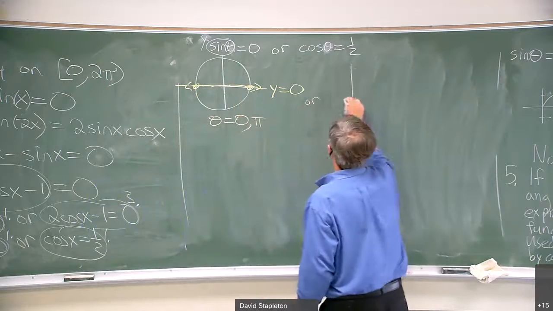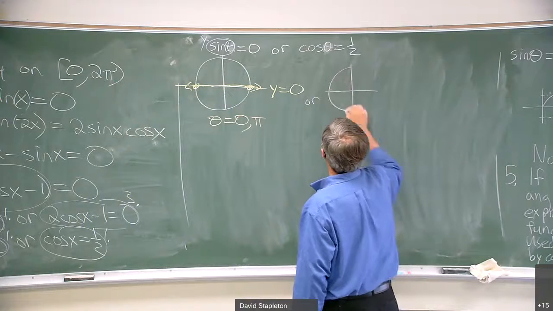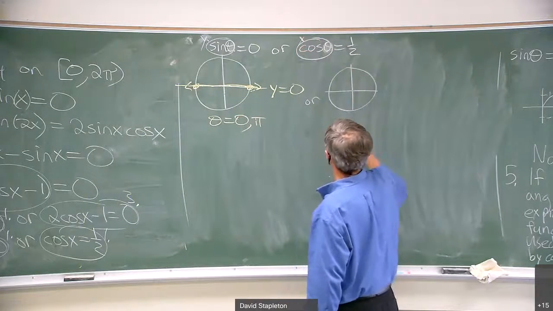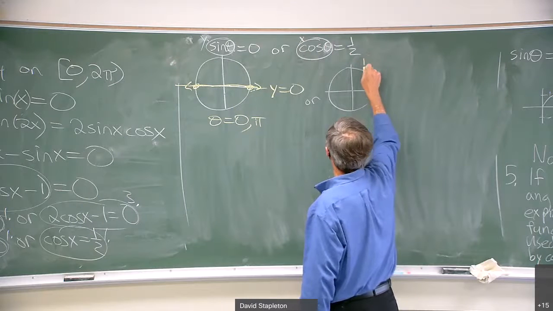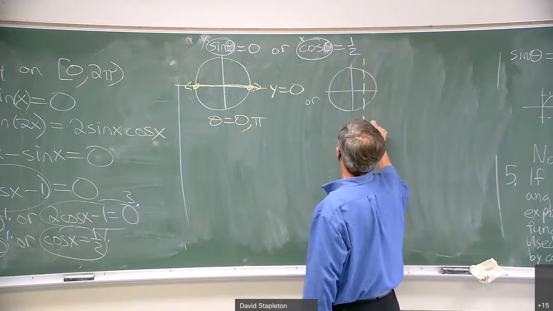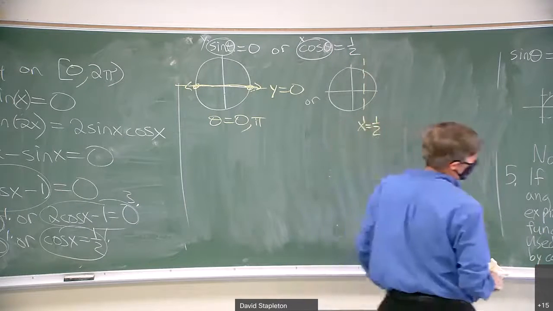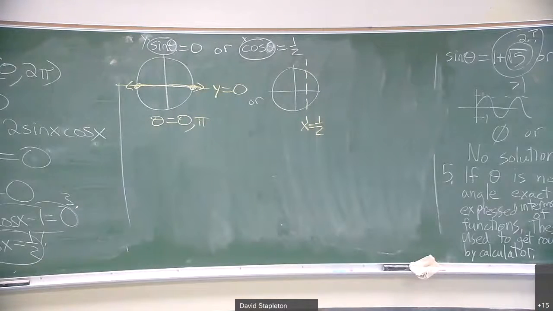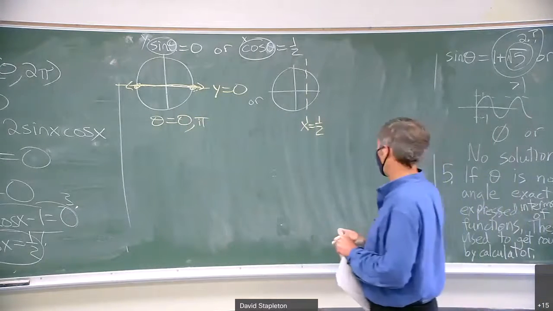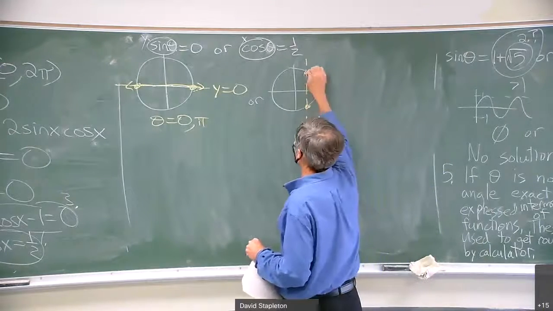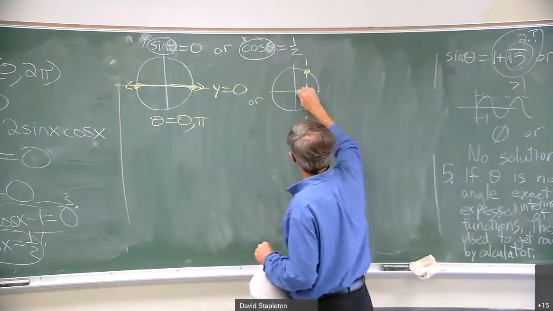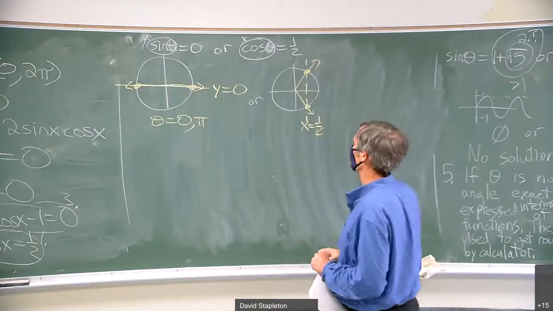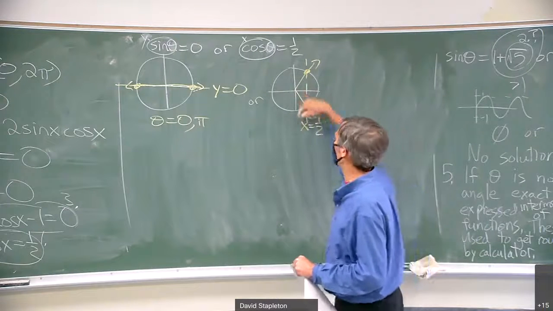Or cosine theta is the x coordinate, right? So I can have the x coordinate equal a half. That's the vertical line. Here's all points with x coordinate at half. It intersects the unit circle at 2 points, leaving exactly 2 possible terminal rays. And if I want solutions only between 0 and 2 pi, I just rotate to here.